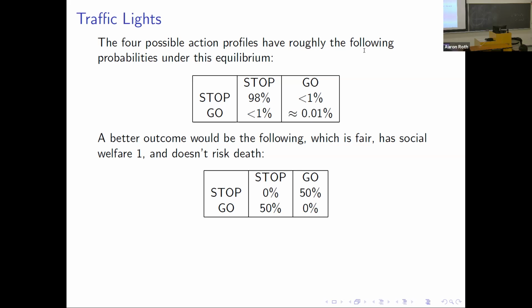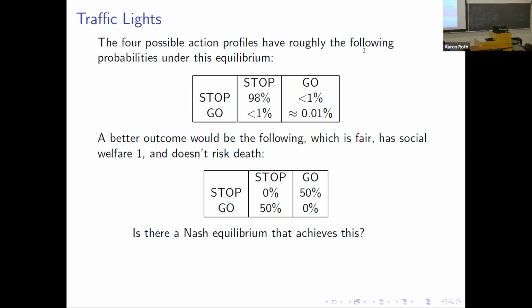The pure strategy Nash equilibria can get us 100% of the time on either one of the diagonals, but don't randomize in this way. And the mixed strategy Nash equilibrium is doing something terrible. It's spending less than 2% of the time in the good states.